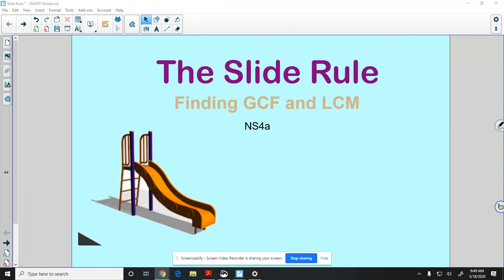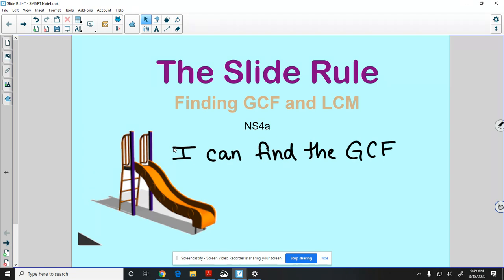Our I can statement for this lesson is: I can find the GCF and LCM using the slide rule.